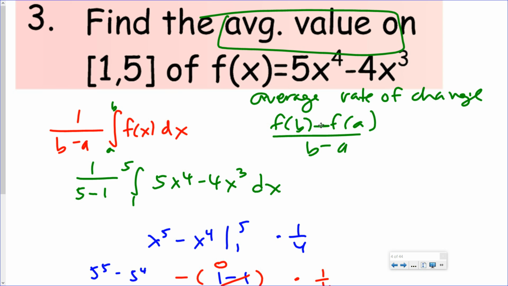But average rate of change is what you knew as slope before you even learned calculus. And if we did this, this would be f of 5 minus f of 1 over 5 minus 1. Right. And then you would just plug in. Okay, go ahead and pass up your warm-ups, guys.